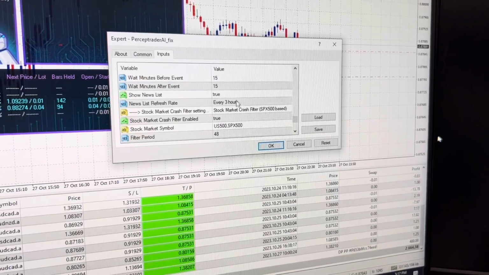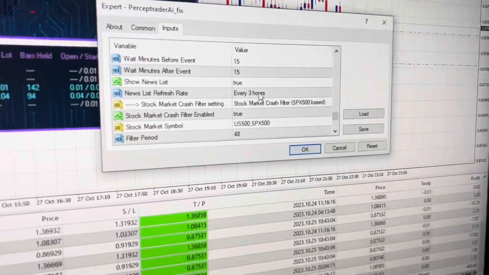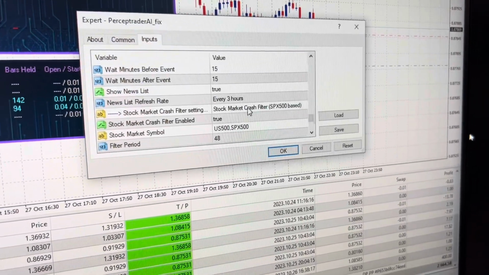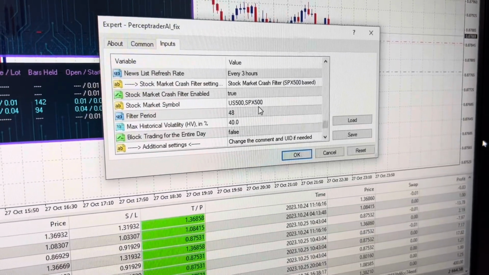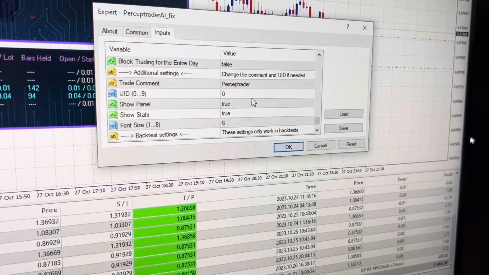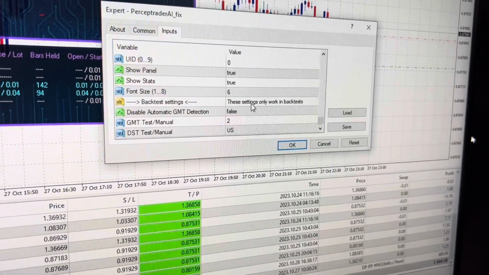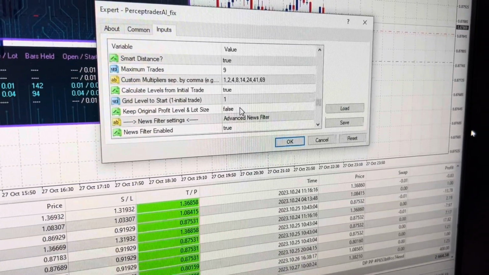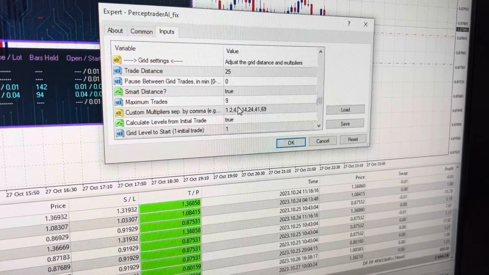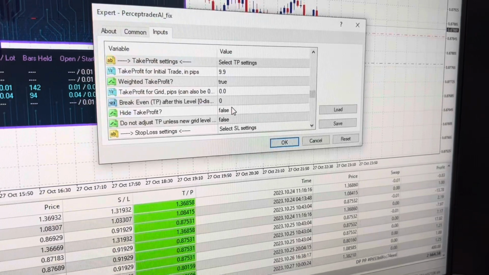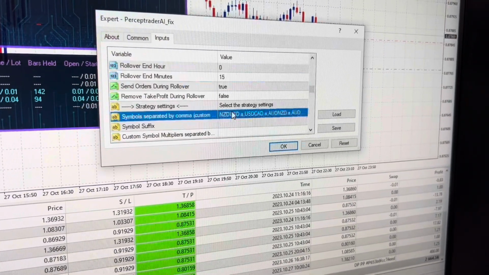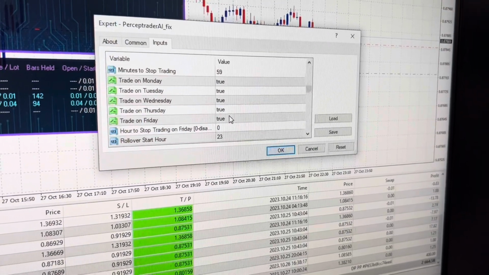What I have turned on is the stock market crash filter. So if there's a massive crash or something like that, I don't want to blow out my account or draw down too heavily, so I've left that on. And because this is not a prop account, I've enabled trades on both sides, so you can allow hedging here. But I'm not sure I'd recommend that for a prop account.